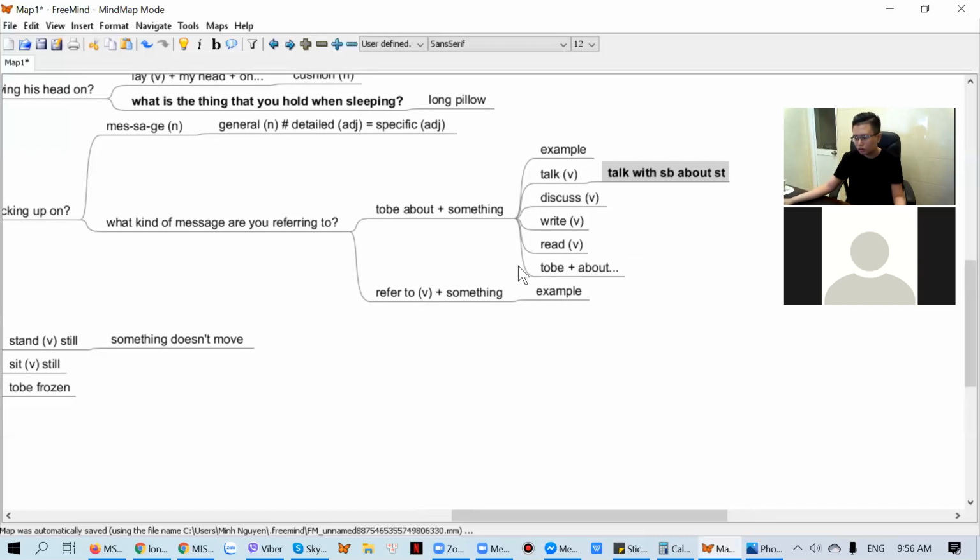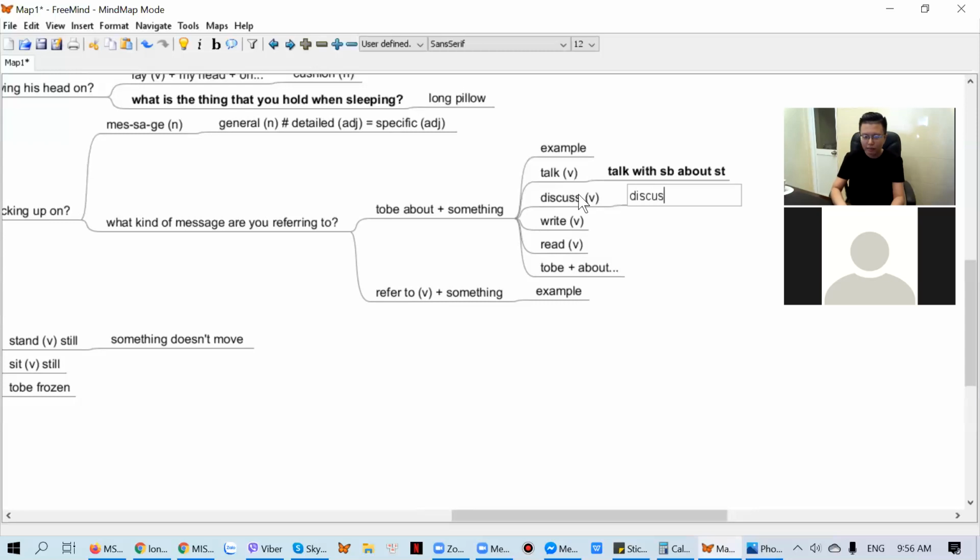I talk with my mom about my study. Oh, very good. I talk with my mom about my studying, very good. And discuss, okay, for example, you can say that I'm going to discuss with somebody, but for discuss, we don't use about. We must learn by heart this word, discuss with somebody about something.